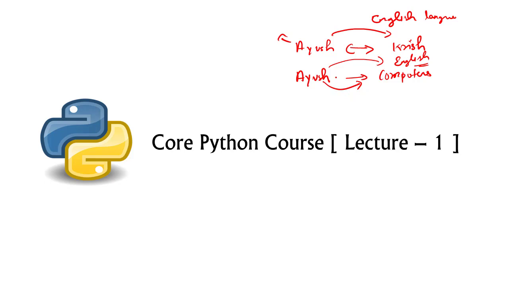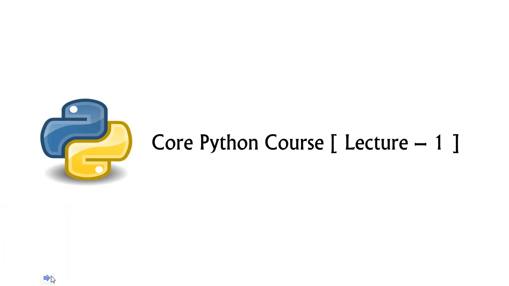So for communicating between people like Ayush and computers, there is something called programming. Using programming you can give instructions to the computers, and then the computer will respond back to your instruction the same way Krish has done. Okay, this is what the whole picture of programming is. I hope that you understood. Okay, great.